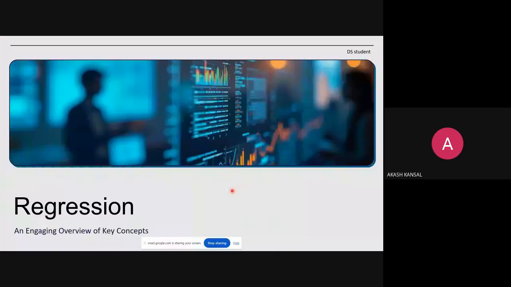So welcome to the next session. Today we'll be covering regression.